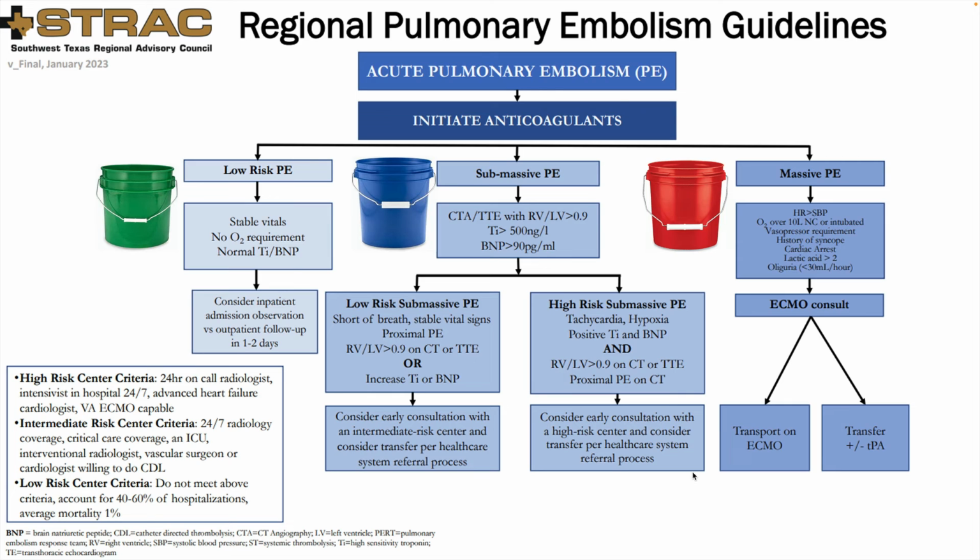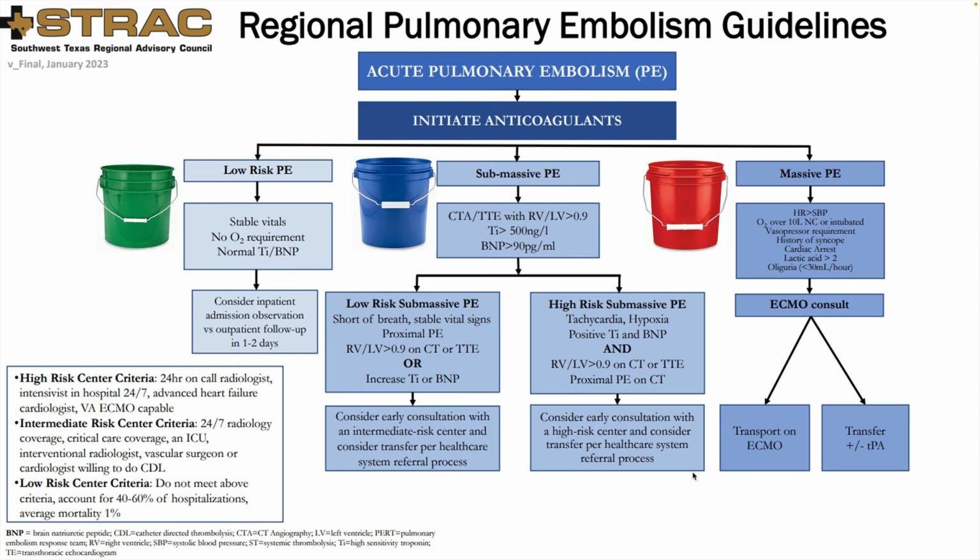The next bucket is going to be our submassive PEs. These are going to usually have a little bit elevated right ventricle size compared to the left ventricle. Their troponins might be elevated, their BNPs might be elevated, and we're going to further subdivide these into our low-risk submassive and our high-risk submassive. And that's mostly based upon their vital signs and some of the other tests that we might have done.